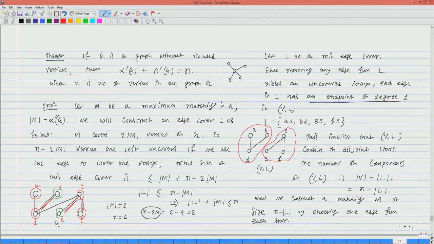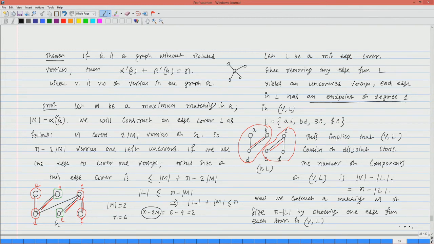So, once I have the stars in my graph VL, this is the construction technique. You are given a minimum edge cover, and from there you construct a matching. So, what you do is from each star you just pick one edge. You can pick this edge, no problem, or you can pick this edge from this star. So, you will get a matching of size 2, right.